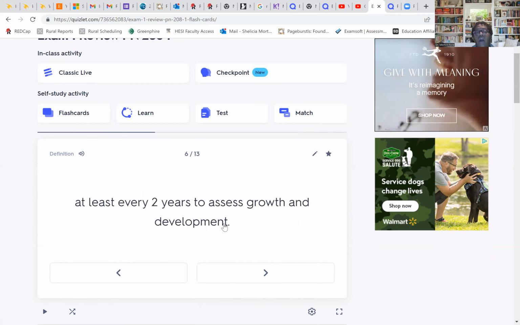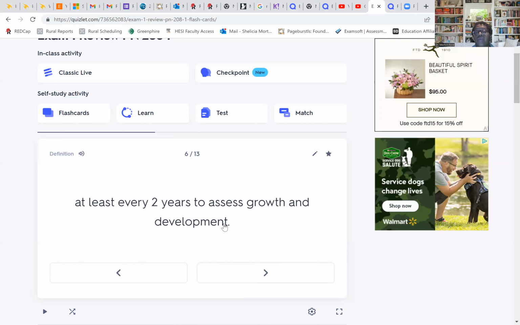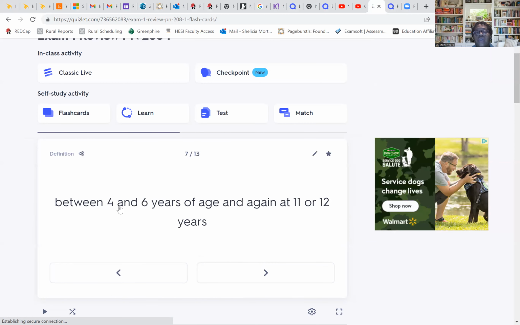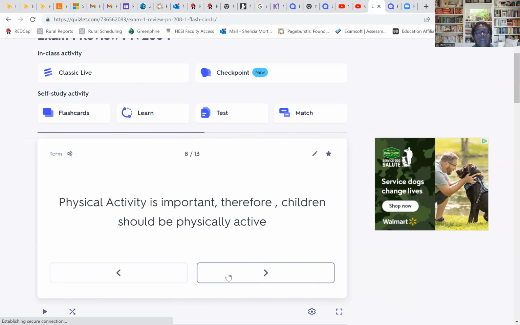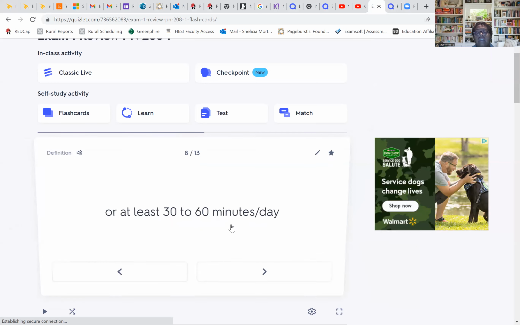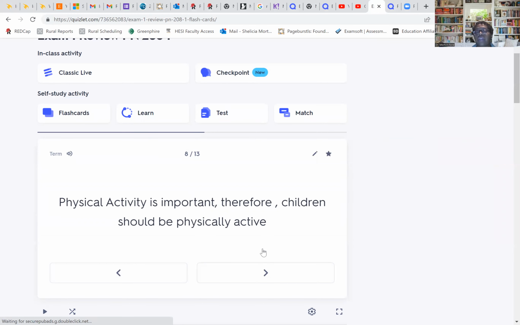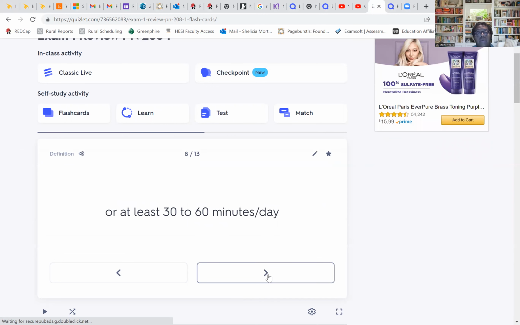Regular checkups are recommended at least every 2 years to assess the growth and development of a child. So every 2 years at a minimum. Immunization boosters are recommended between 4 and 6 years of age, and again at 11 and 12 years old. Physical activity is important. Children should be physically active for at least 30 to 60 minutes per day. It is essential.